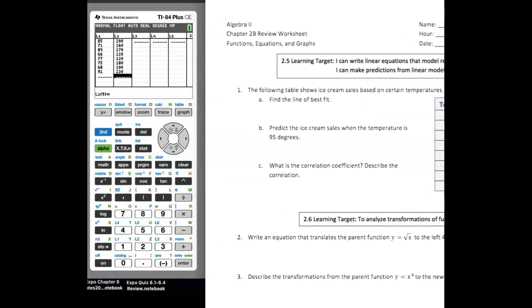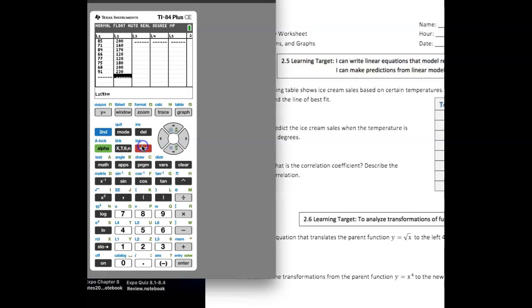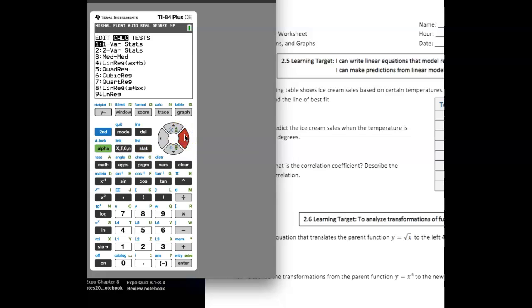What keystrokes do we use to get to our linear regression? Stat, okay, our stat key. Over to calculate. And number 4 is linear regression. Okay, we've put our lists, our x's in list 1, our y's in list 2.